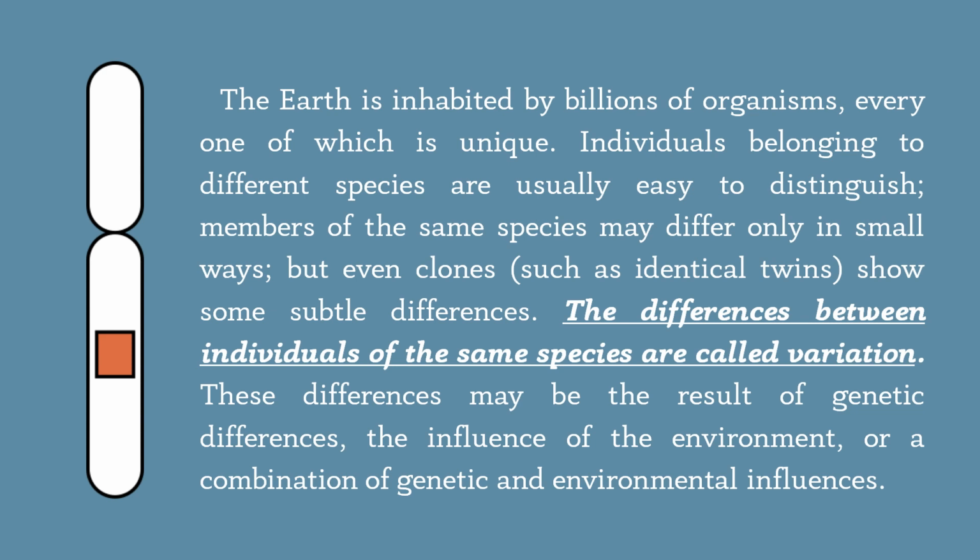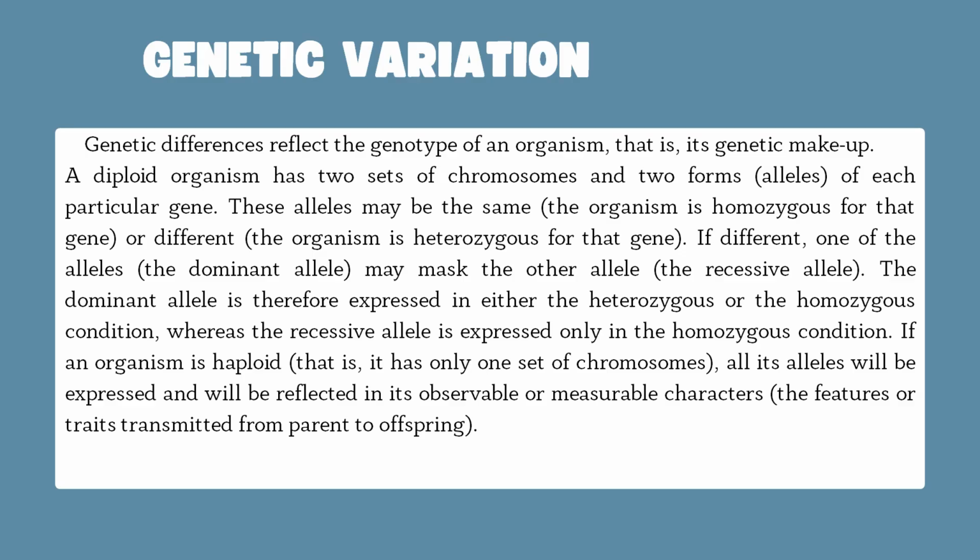These differences may be the result of genetic differences, the influence of the environment, or a combination of genetic and environmental influences. Genetic variation. Genetic differences reflect the genotype of an organism, that is, its genetic makeup. A diploid organism has two sets of chromosomes and two forms of each particular gene. These alleles may be the same or different. If different, one of the alleles may mask the other allele.